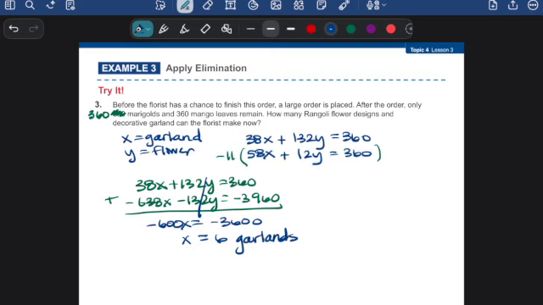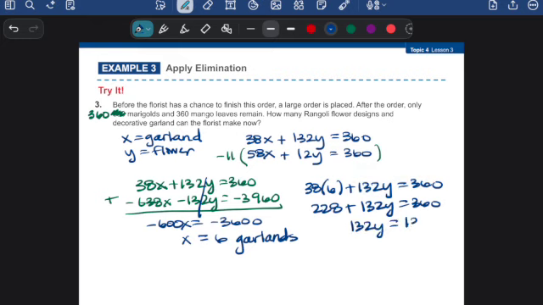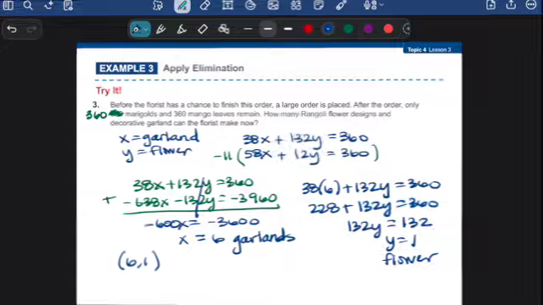Plug in that value into the first equation. 38 times 6 plus 132y equals 360. We get 228 plus 132y equals 360. Subtract 228 from both sides. 132y equals 132. Y equals 1, so we can make 1 flower design now. So our solution, if we wrote it as an ordered pair, would be 6, 1. That makes sense because we have less flowers to start with.